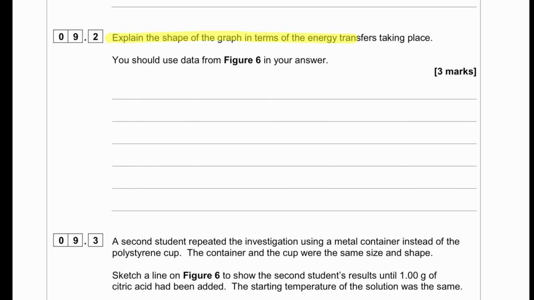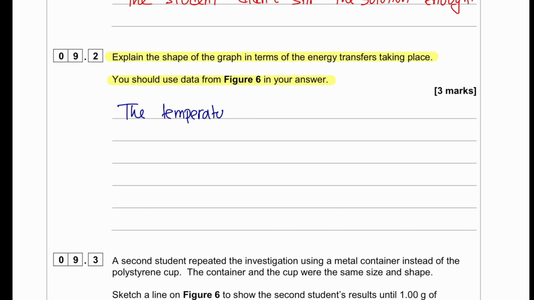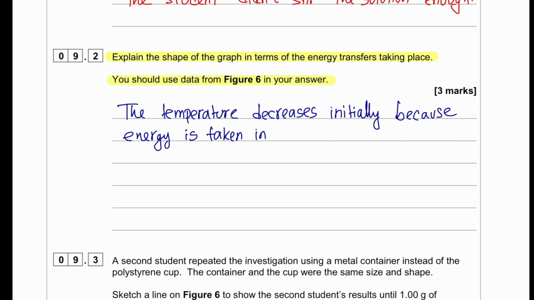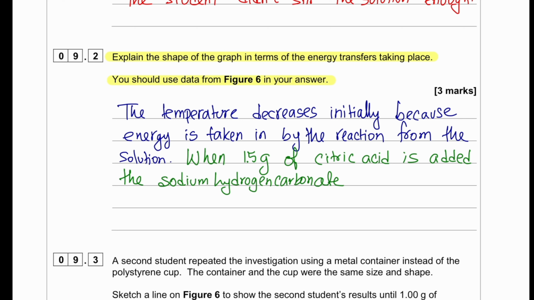Explain the shape of the graph in terms of energy transfer taking place. You should use data in figure 6 in your answer. So the temperature decreases initially, guys, because energy is taken in by the reaction from the solution. When 1.5 grams of citric acid is added to this solution, all the sodium hydrogen carbonate has been reacted. That means after that, any addition of citric acid is in excess. There is no more sodium hydrogen carbonate solution left. As a result, the temperature increases as energy from the surroundings is transferred into the solution, and the solution slowly warms up.